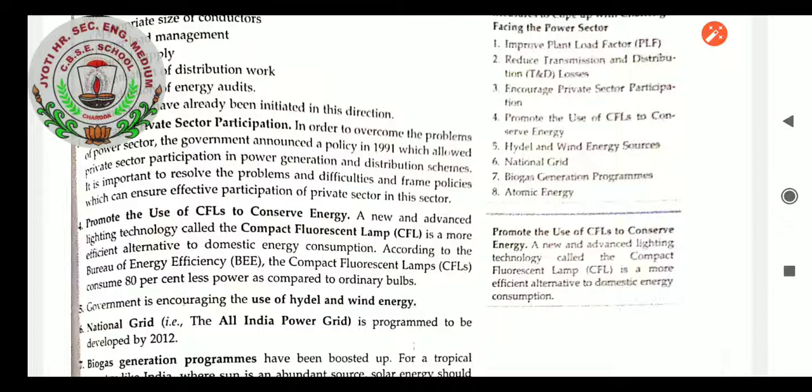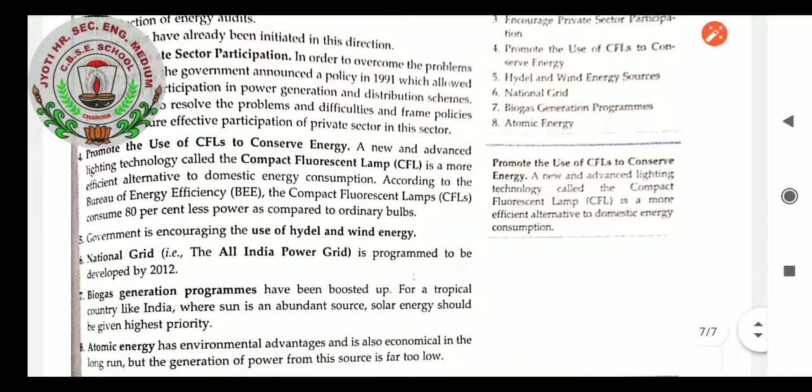Promote the use of CFLs to conserve energy. A new and advanced lighting technology called the compact fluorescent lamp is a more efficient alternative for domestic energy consumption. According to the Bureau of Energy Efficiency, compact fluorescent lamps consume 80% less power as compared to ordinary bulbs. This has already been changed in televisions and many other areas where lighting has been replaced by compact fluorescent lamps, and now other advanced technology has come which reduces power consumption.